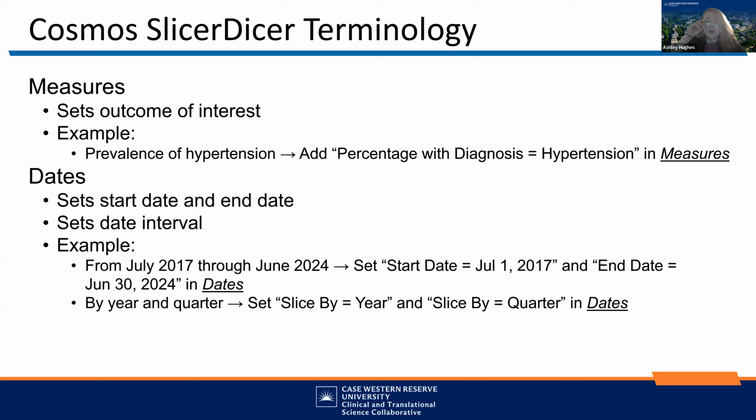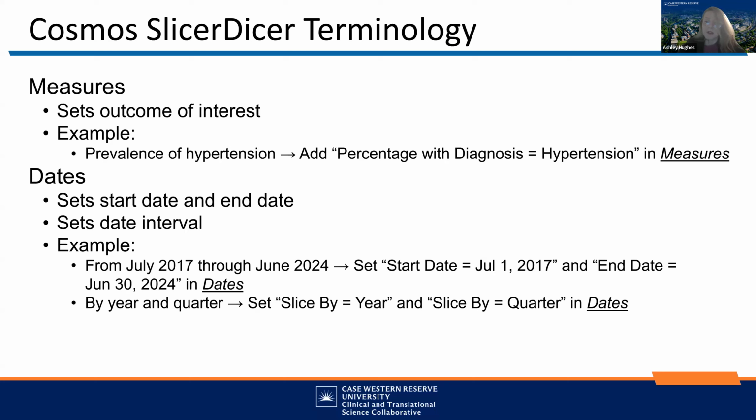You can also specify in your measures that you really want percentage of patients who have a diagnosis of hypertension within your measures. So that's also what we're going to be walking through with Craig to help us answer our research questions.